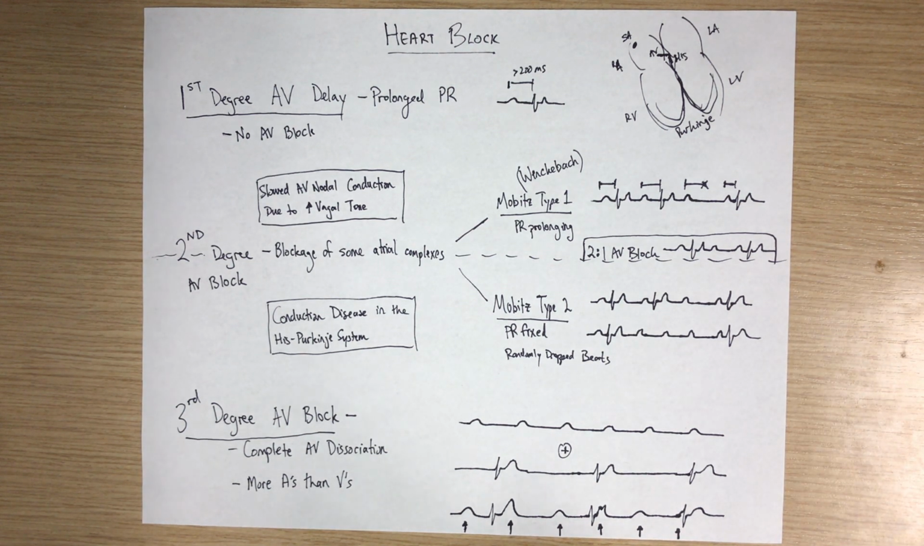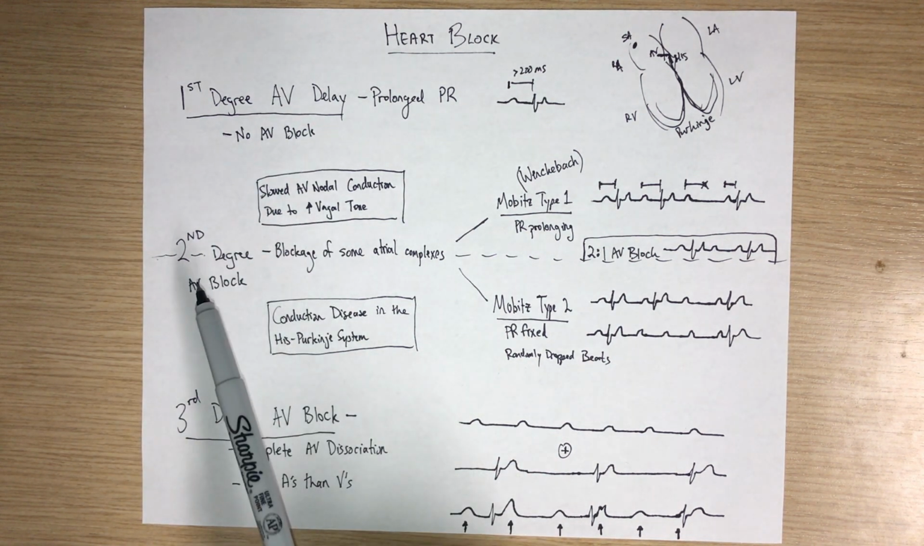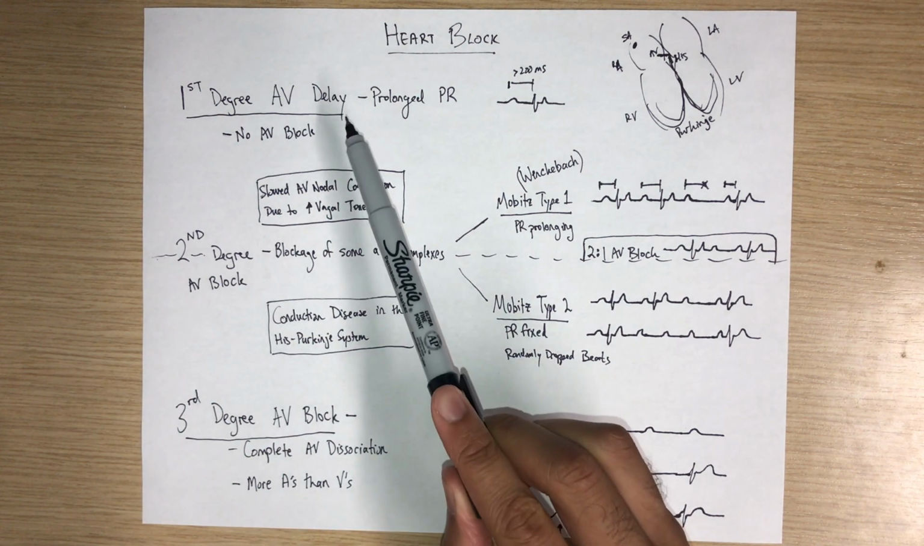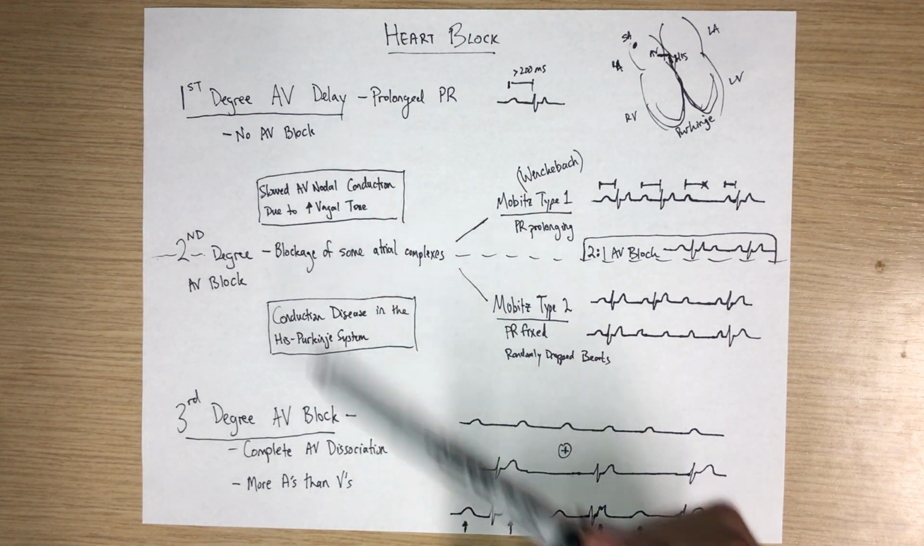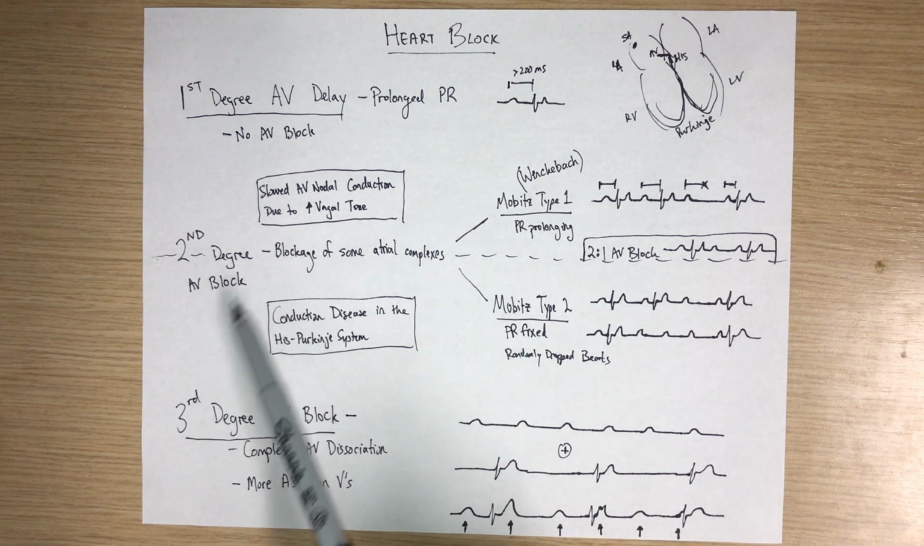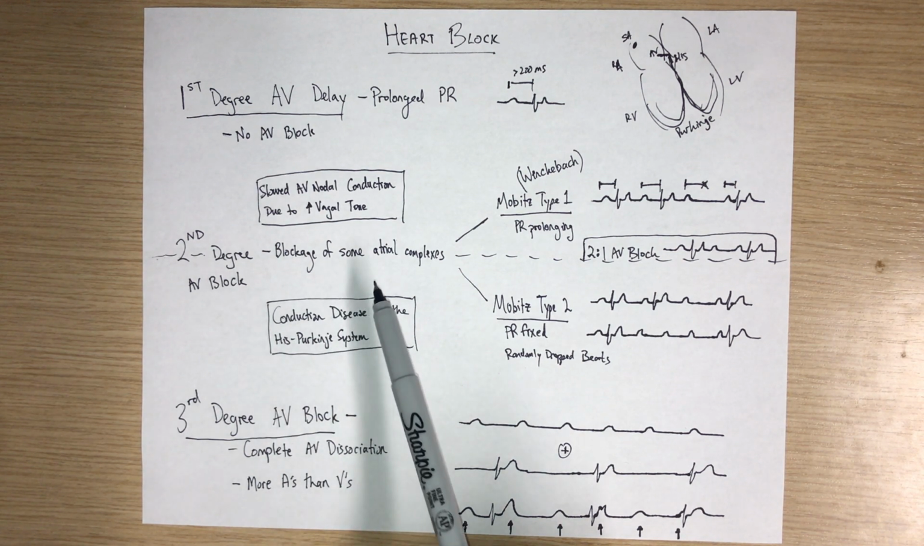So to summarize, there are 3 degrees of AV block. First degree, which is really AV delay and not AV block. Second degree and third degree. In first degree AV delay, there's no block at all. In third degree AV block, there's complete AV dissociation, meaning nothing is getting through and there's more A's than V's. That can make the ECG look a little tricky sometimes. And in second degree AV block, some of the atrial complexes are being blocked, but not all of them.